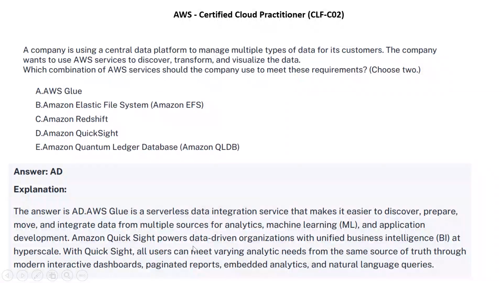Amazon QuickSight powers data-driven organizations with unified business intelligence at hyperscale. With QuickSight, all users can meet varying analytics needs from the same source of truth through modern interactive dashboards, paginated reports, embedded analytics, and natural language queries.